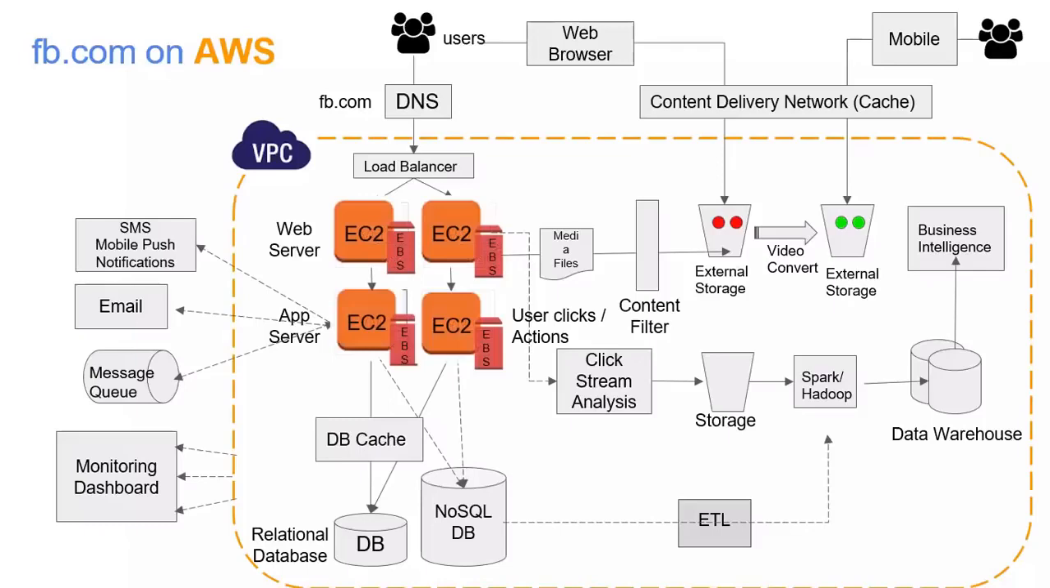Now all these VMs that we are talking about are nothing but EC2 machines, right? And the disk that we attach is called EBS, Elastic Block Storage, and they have a limitation of maximum size.